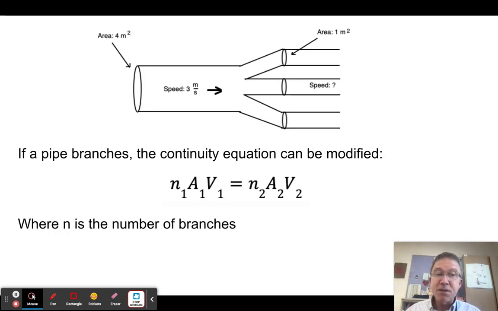Now, one last thing. This does sometimes come up, so this is a little bit tricky. Sometimes we have systems where it branches. Okay, so don't freak out. It's really not that hard. When that happens, I'm just going to take the continuity equation and put in the number of branches in front of it. So N in, which means how many tubes I have over here, N1 times A1 times V1 is going to equal however many branches, in this case 3, that's N out, A out, V out. So let's just try this here. So here's what we get then.